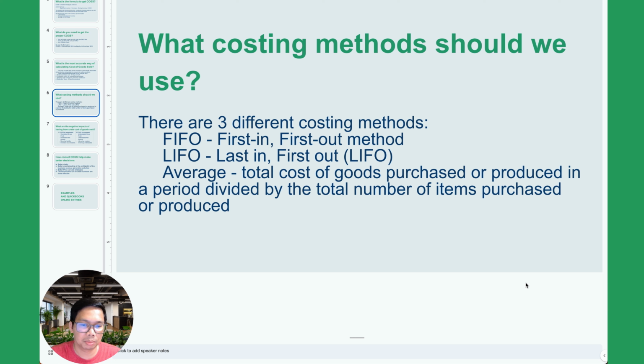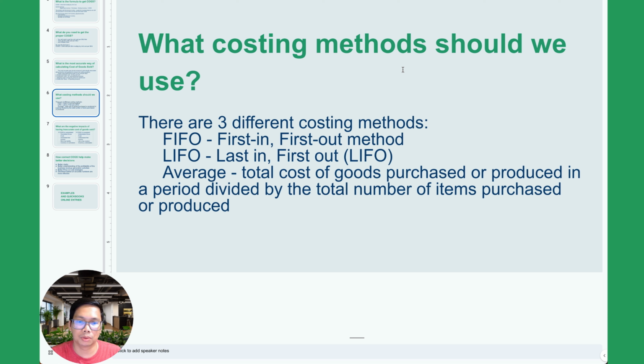Okay, and now we will be talking about the costing methods that we should use in calculating cost of goods sold. We generally have 3 costing methods, and those are FIFO, first in, first out, LIFO, last in, first out, and average. So what is FIFO? The FIFO costing method means first in, first out: the product that comes first will be the product that is sold first. So when you compute your cost of goods sold, you will use the cost of the product that came first as the first cost of goods sold.